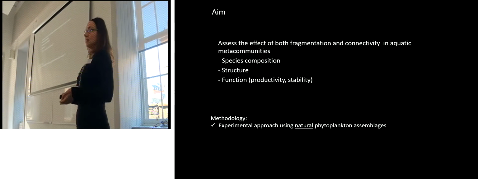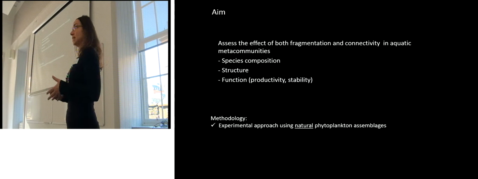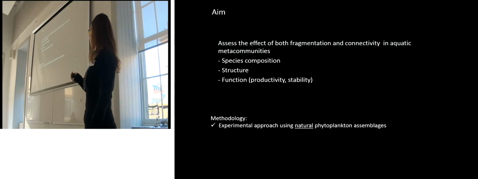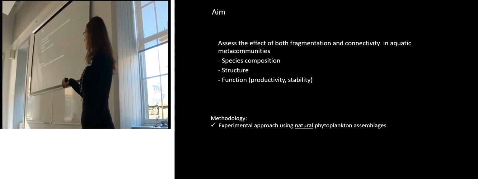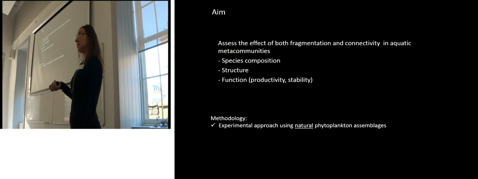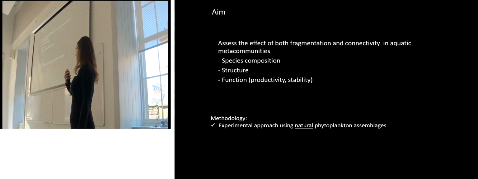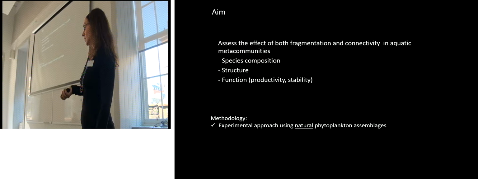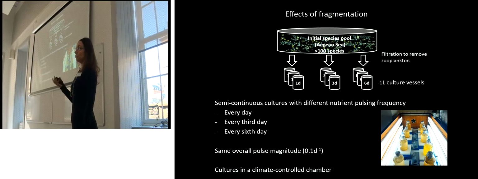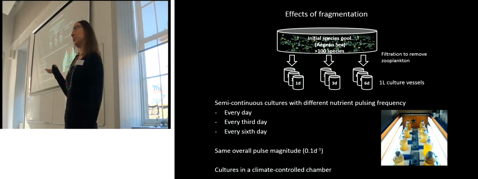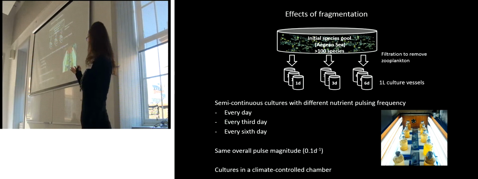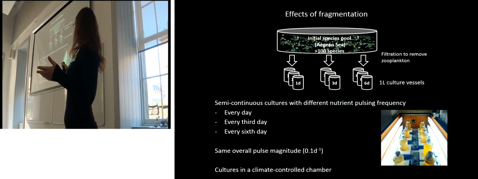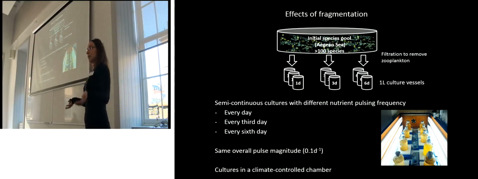Now, the aim of this study is to assess the effects of both fragmentation and connectivity in these systems, and we investigate species composition, the structure of the community, and the function of the community, such as productivity and stability. We're using an experimental approach, laboratory microcosms, with natural phytoplankton assemblages. So what we did, we took water from the coastal area of the Aegean, near the island of Lesbos in Greece, and during the succession of these communities, we measured about 100 phytoplankton species in there.